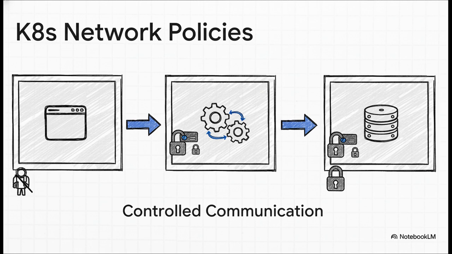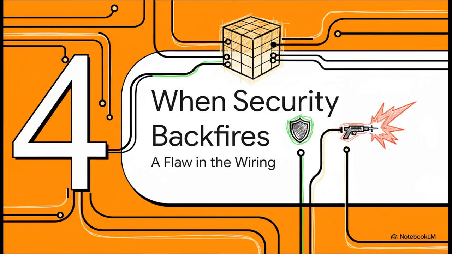This is how you enforce that principle of least privilege and seriously limit the damage an attacker can do. Okay, now for the twist in our story. We've secured the front door. We've issued key cards for all the internal rooms. We should be pretty safe, right? Well, what about the wiring inside the walls?